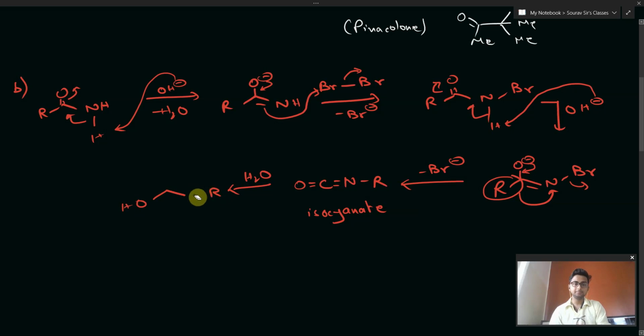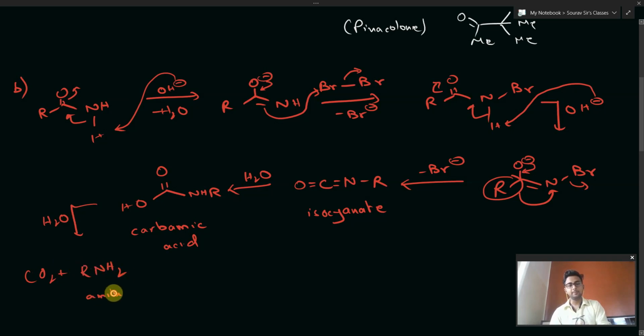Hydrolysis will take place, firstly forming carbamic acid, R-NH-C double bond O-OH. The name is carbamic acid. And then instantly again hydrolysis, so we will be getting CO2 plus RNH2. Okay, and an amine would be formed.